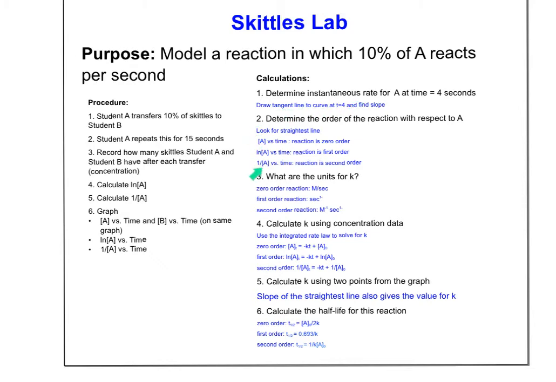You figured out which graph was the most linear, and so then you figured out what the units for k were based off the order. You solved for k using the integrated rate law: you plugged in your initial Skittles, you plugged in Skittles at a certain amount of time, and solved for k. Then you also took the slope of the straightest line, so you can compare the two k's. Hopefully they were the same, and you calculated half-life.